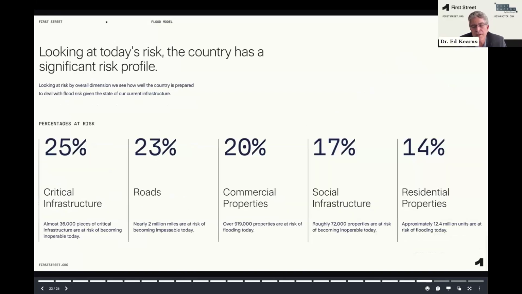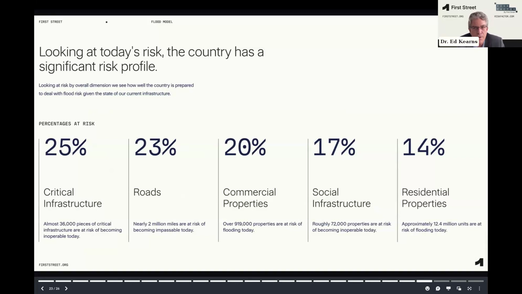And if you add this up across the U.S., it is very stark that 25% of the critical infrastructure in the U.S. is at risk at this 1 in 100 or 1% annual risk. 23% of the roads are exposed to this level of risk. 20% of commercial properties, 17% of social infrastructure, and 14% of residential properties, over 12 million, are at risk of flooding today. So these are all, again, very stark numbers.